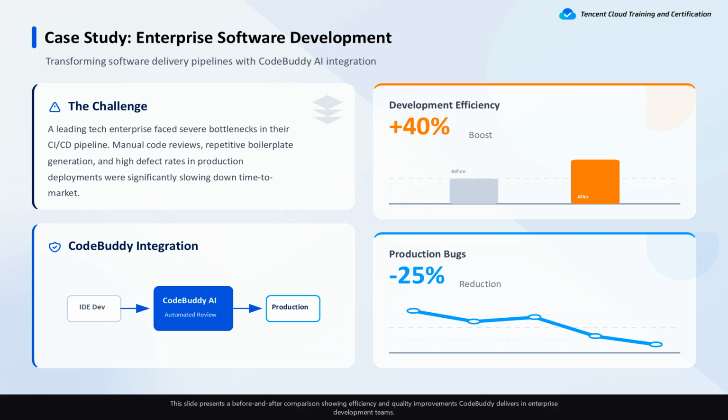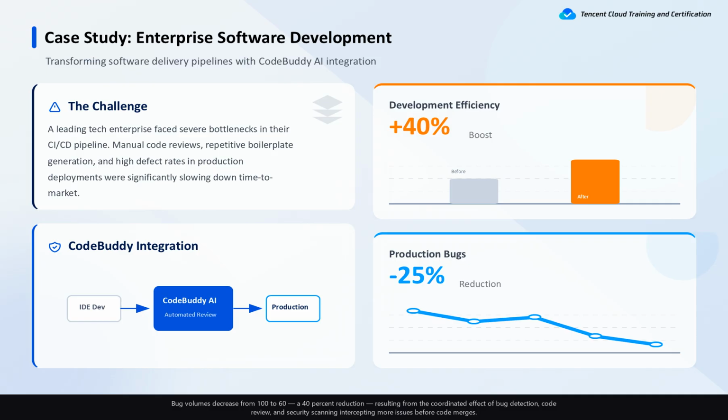This slide presents a before and after comparison showing efficiency and quality improvements CodeBuddy delivers in enterprise development teams. Coding time decreases from 100 units to 75, a 25% saving, primarily from code completion and generation, reducing repetitive coding work, especially boilerplate, test code, and documentation generation.